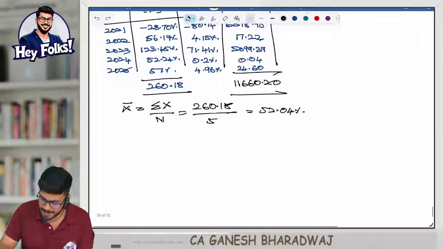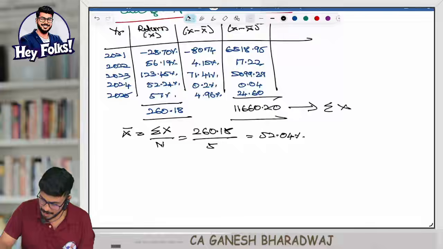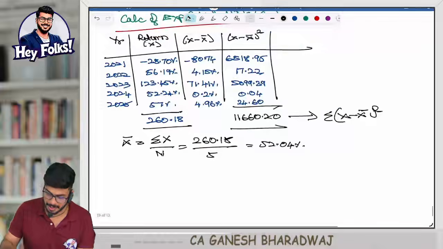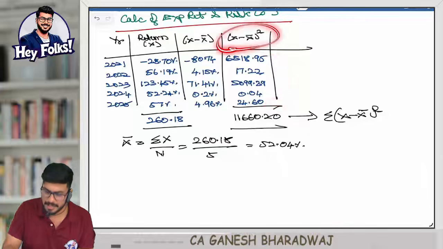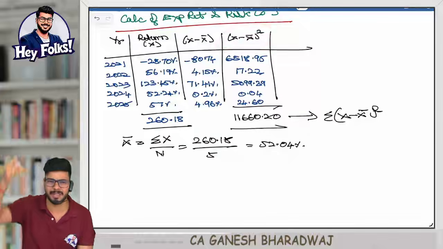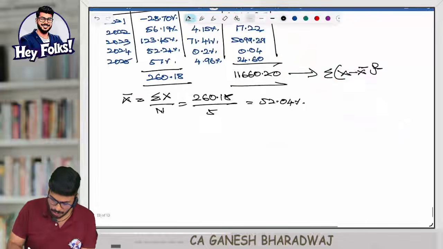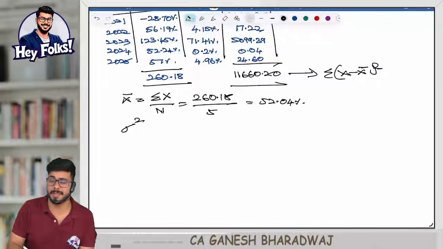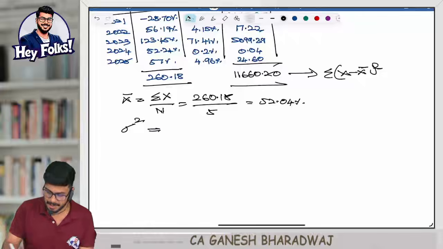Now what will we do? Once again, guys, can I say this is nothing but sigma x minus x bar squared. This is not variance. Dividing by the average is only variance. So can I say this total is nothing but the total of this column? So sigma x minus x bar squared, sigma means summation. Is that clear? Can I call this as follows? Yes. So can I say the standard deviation, I mean, your variance is what? Square of standard deviation.